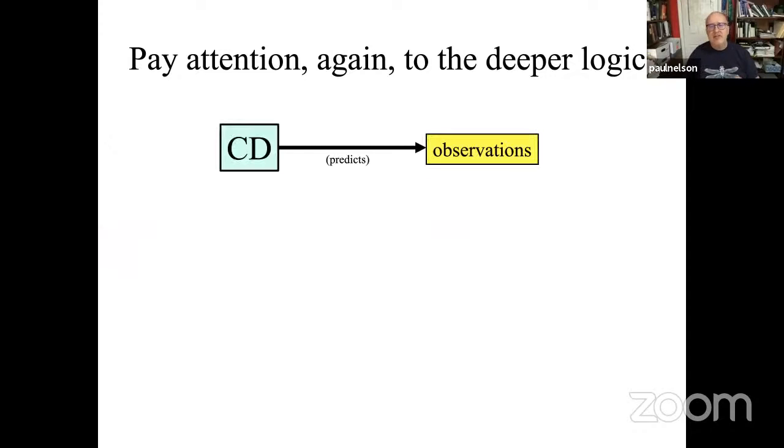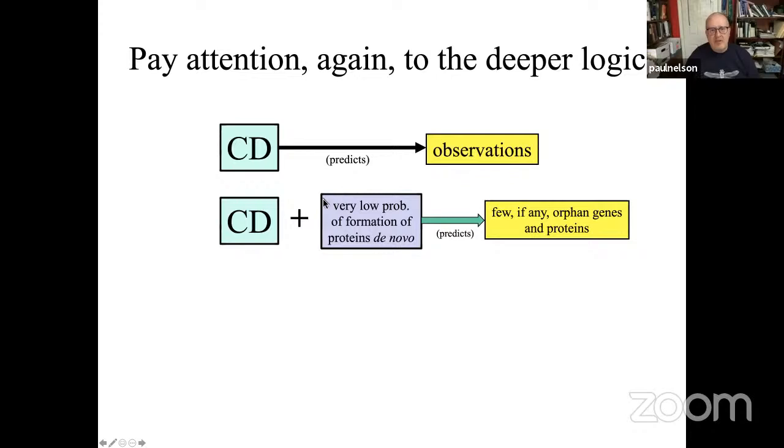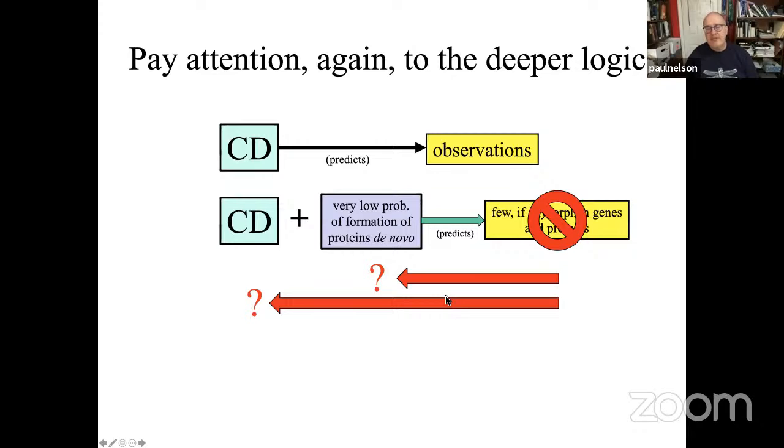Now, again, we have to pay attention to the deeper logic. If we have an auxiliary theory, as we did until orphans were discovered, that said there's a very low probability of the formation of proteins de novo, that predicts few, if any, orphan genes and proteins. What happens when orphans are discovered? Because something over here went wrong. Now, what's tended to be the practice of most biologists working in this area is to say we were wrong about this. Our auxiliary theory was wrong. However, some biologists have begun to say maybe the problem is here. And we'll look at some in a few minutes.